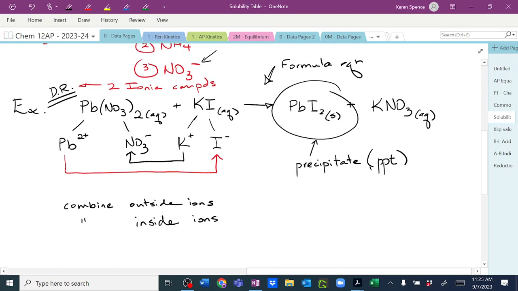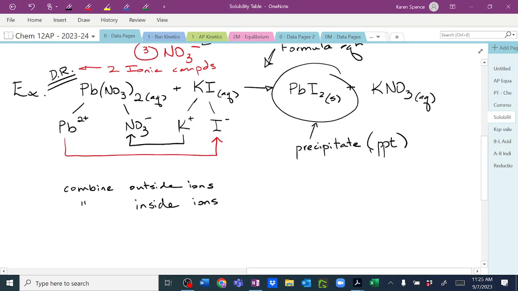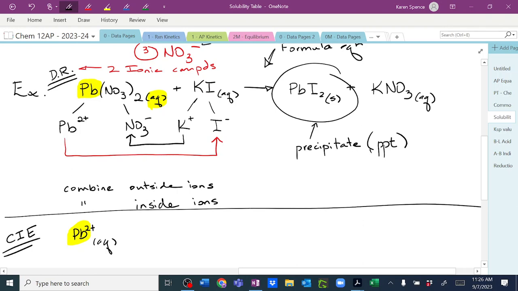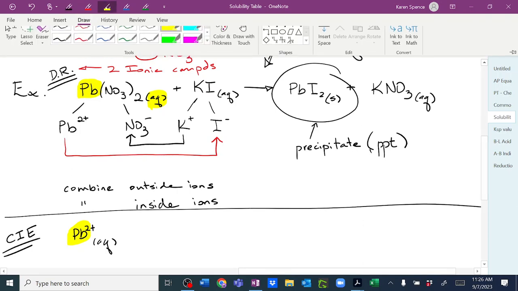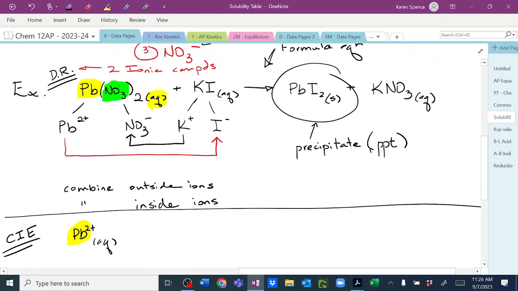We're going to run out of time soon, aren't we? Let's just really, really quickly do the complete ionic equation. And when we do the complete ionic equation, we are going to take lead, Pb2+, and it is aqueous. So now we are doing our complete ionic equation. Next, we're going to take our NO3. How many NO3s do we have? We have 2 of them, yes.